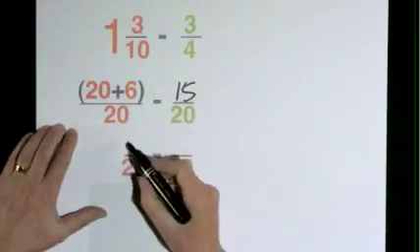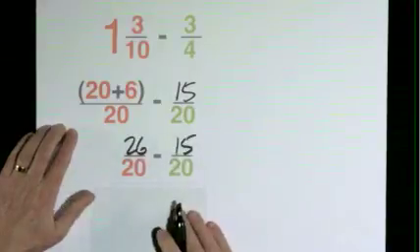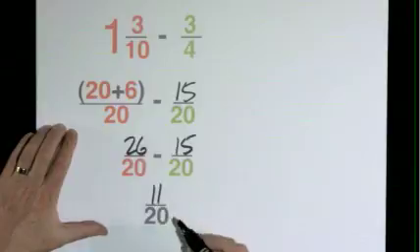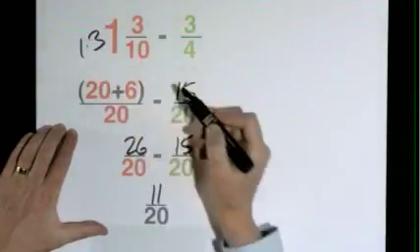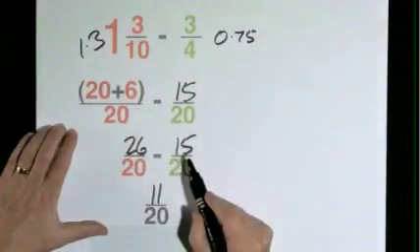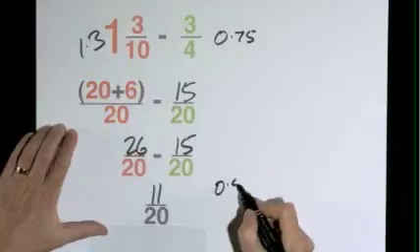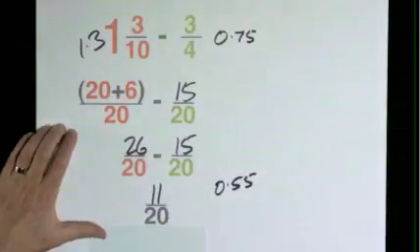So now we have 26/20, subtract 15/20, which makes 11/20, just over half. Check with the decimal. 1.3, 0.75. 1.3 subtract 0.75 is 0.55, which is just over half, the decimal for 11/20.